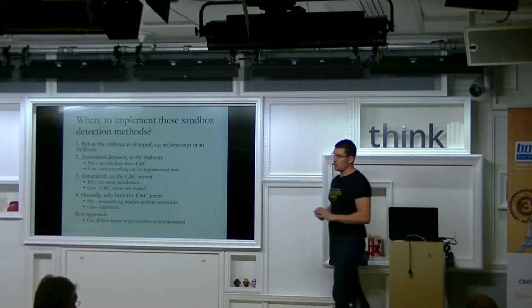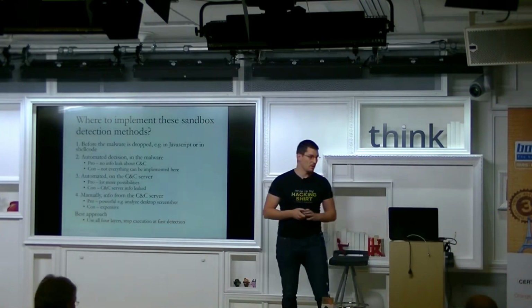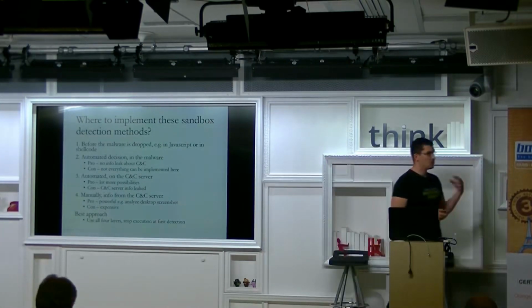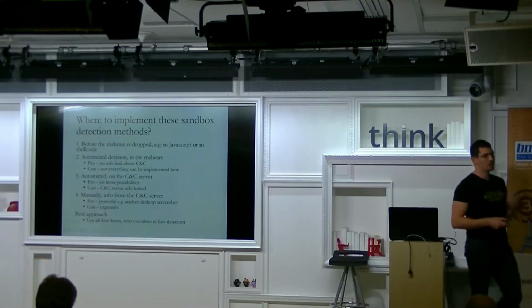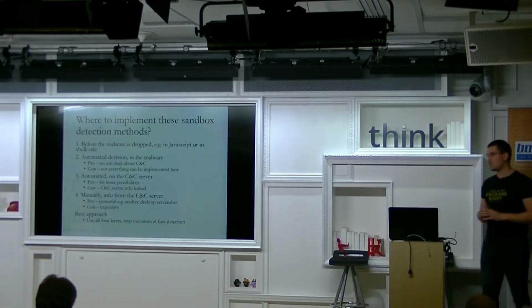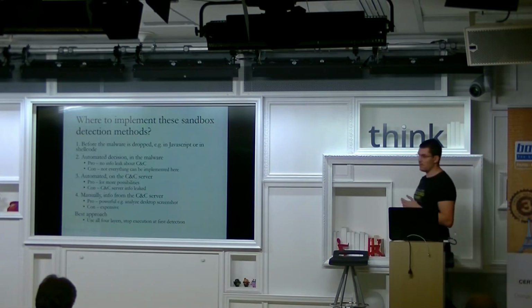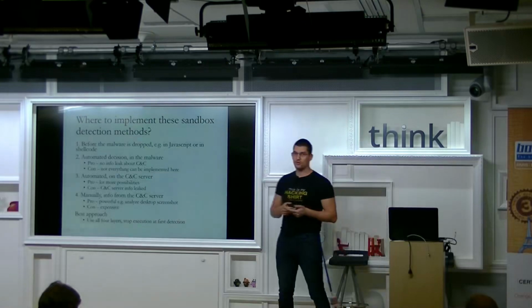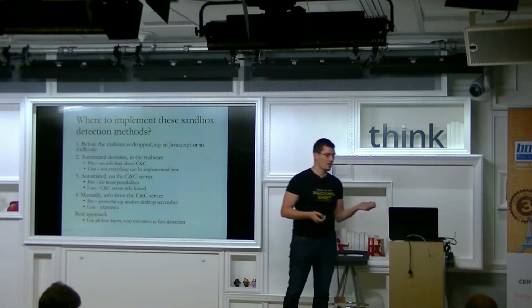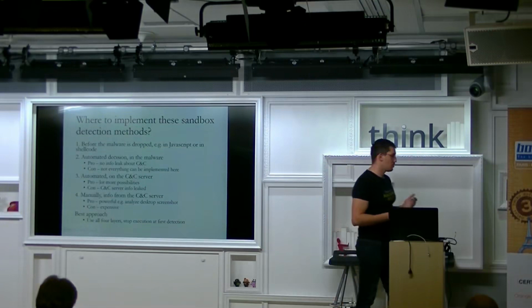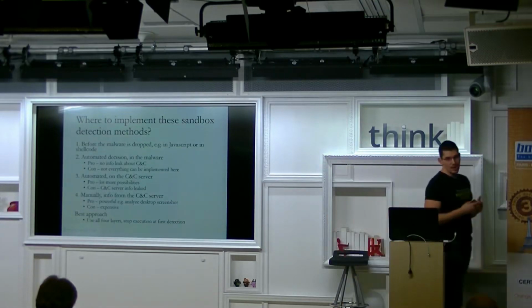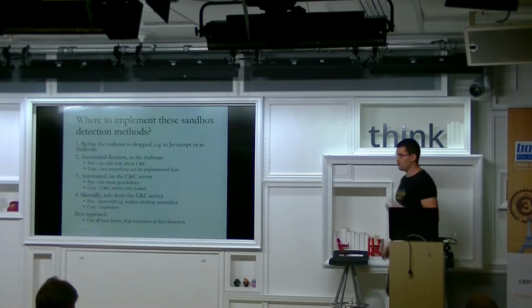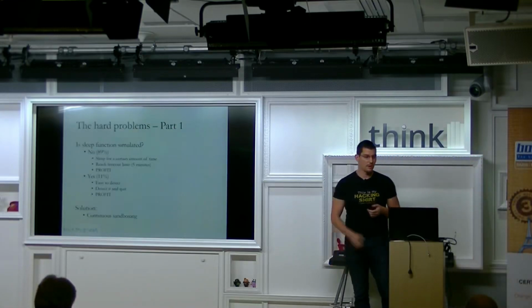Or you can do another way, where you leak some data to your CNC server, and the logic on the CNC server decides whether it's your target or not. Or last but not least, you can, for example, leak screenshots to your CNC server and check 3 different screenshots whether it is your target or not. But the best approach is to implement all of these layers and quit or modify your behavior at the first layer when you detect a sandbox.